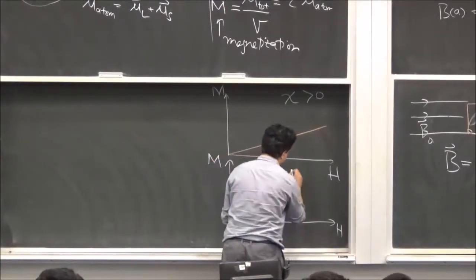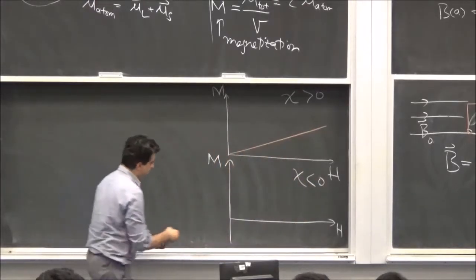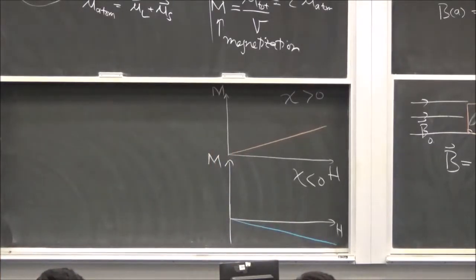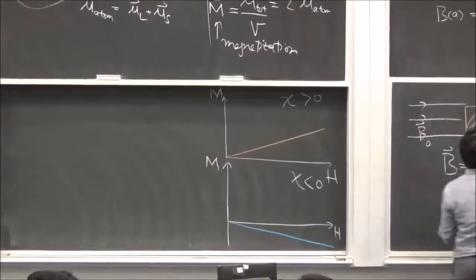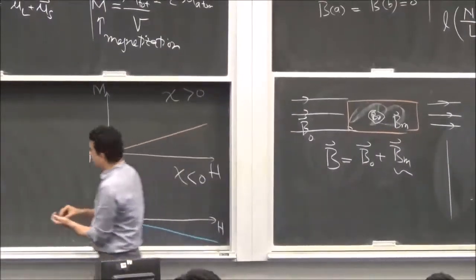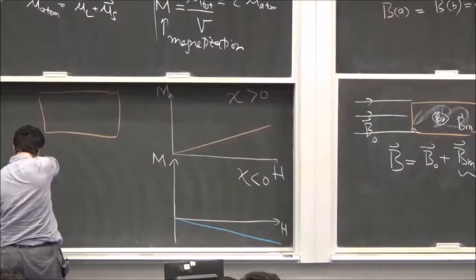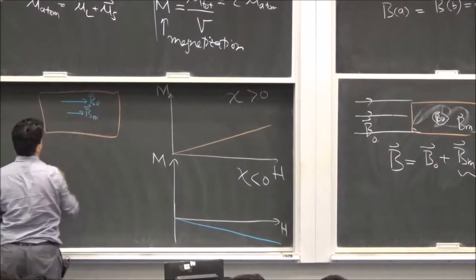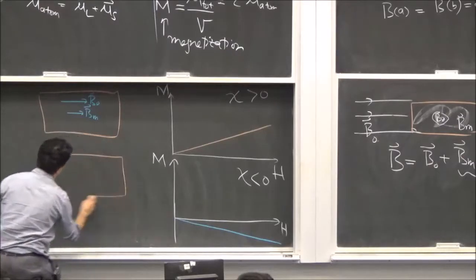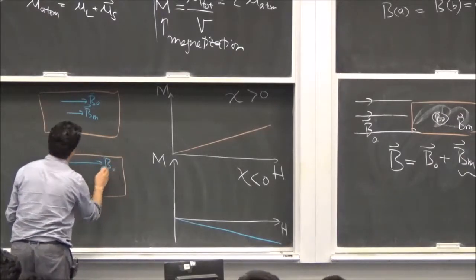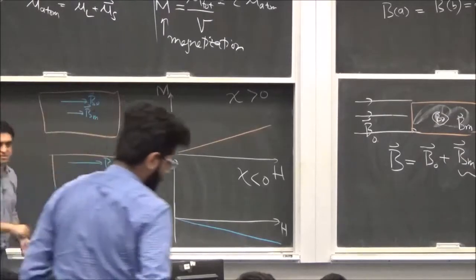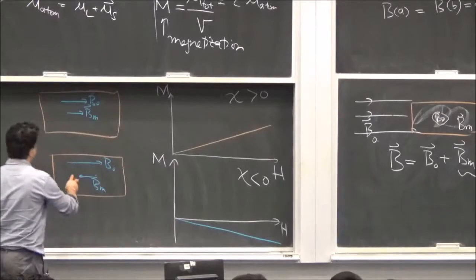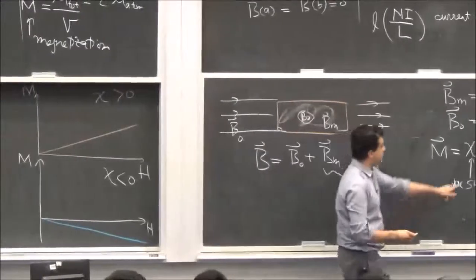What if chi is less than zero? You would have a magnetization which would be negative. So what would this mean? If B naught is in this direction, the B from the medium is also in the same direction. But in the other case, if B naught is in this direction, the B from the medium is in the opposite direction. But in either case, what you have is a linear relationship between the external field which you apply, and this is something which you can control.